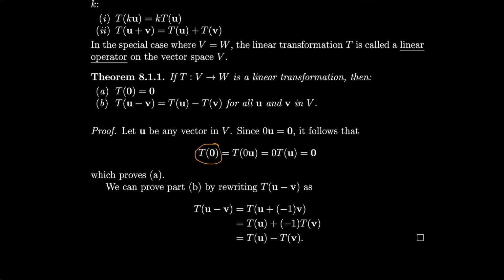Let's look at T of 0. Then T of 0 is T of 0 times an arbitrary vector u. And then we can pull out 0 by this homogeneity property, that first property. And we'll get 0 times T of u, but then that'll just be 0, because T of u is a vector also. We can prove part B by writing T of u minus v as addition, where instead of subtracting v, we just add minus 1 times v, and then all we have to do is separate it out into T of u plus minus 1 times T of v, but that's the same thing as T of u minus T of v.